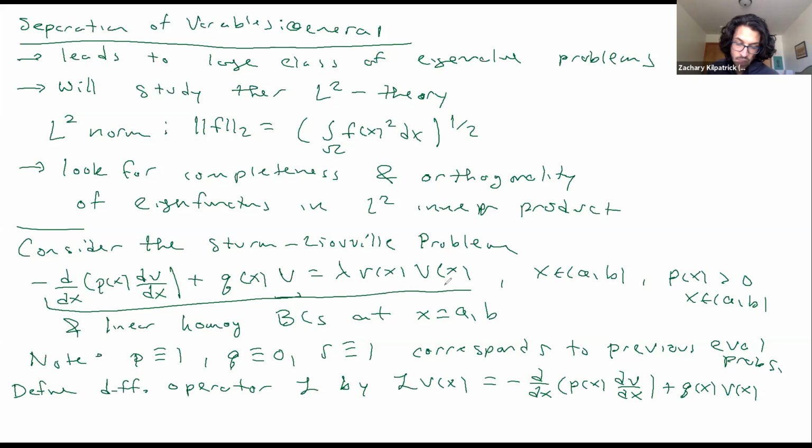Okay, so generally what we want is that L should take in what? Well, we need some regularity conditions on V. What do you think those should be?